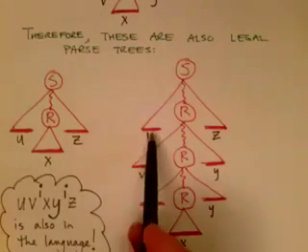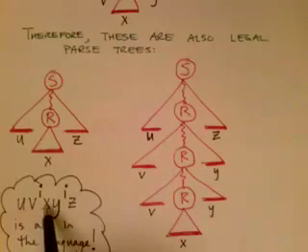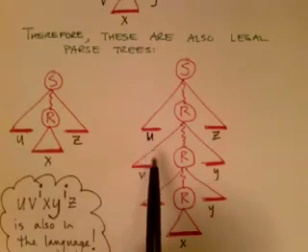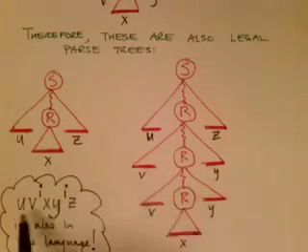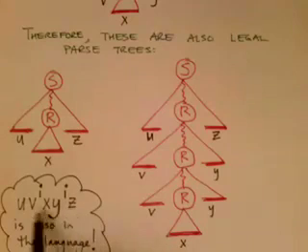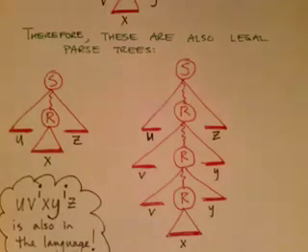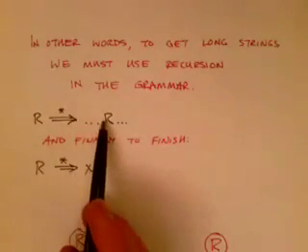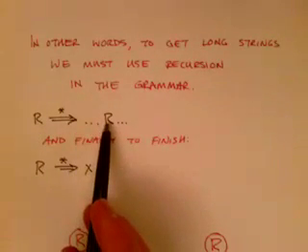And remember that these symbols, U, V, X, Y, and Z, stand for strings of terminal symbols. They are not part of the alphabet directly. They are not non-terminals. They are representing strings of terminals. So in other words, to get long strings out of this grammar, we've got to use recursion in the grammar. So we have to have this sort of a pattern in any derivation of a long enough string.